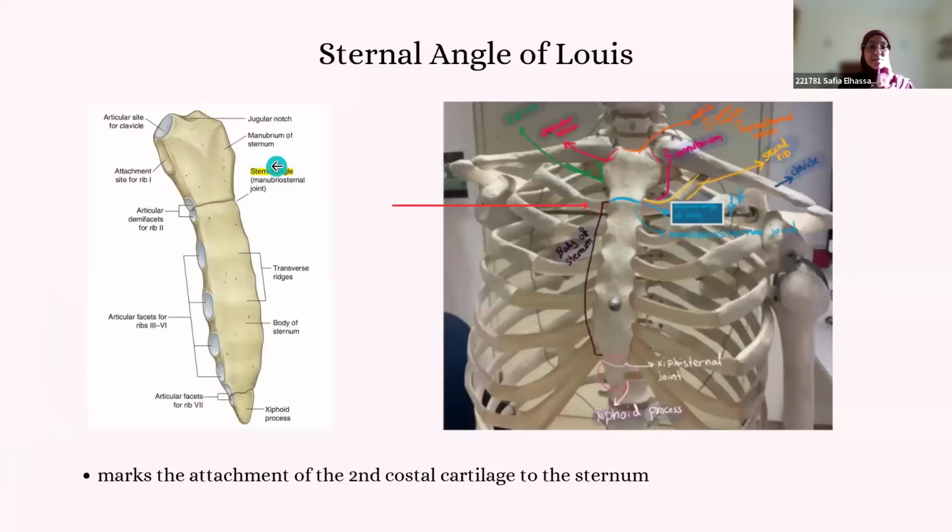Okay, so now let's talk about the sternal angle of Louis. We already mentioned this briefly. The manubriosternal joint, or the sternal angle of Louis, is this protrusion that you could feel. If you start at your jugular notch and you go down and you feel this ridge or this protrusion, this would be your manubriosternal joint. And this is a very important landmark because it marks the attachment of the second costal cartilage to the sternum, right here. So once you locate this, you can go up or down and count the intercostal spaces and the ribs to get to whichever rib you need to get to.